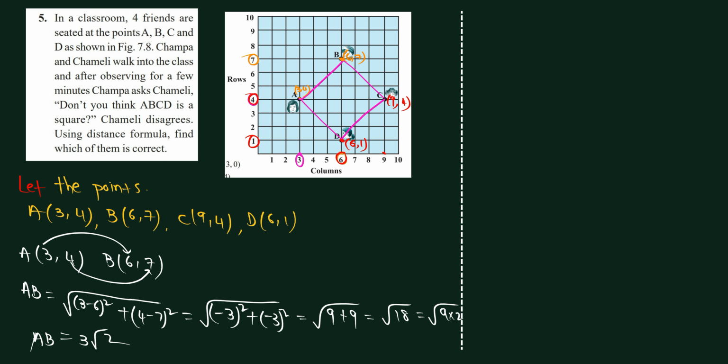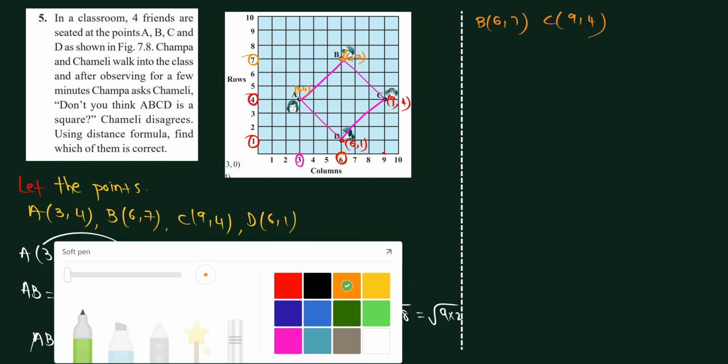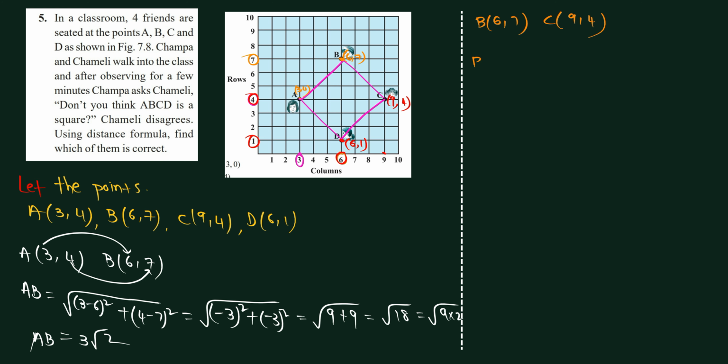Okay. Now, what is the point B here? Point B is 6 comma 7. Point C is 9 comma 4. Find the distance BC now. BC. Distance BC. Root over (6 minus 9) whole square plus (y1 minus y2) whole square, that is (7 minus 4) whole square.